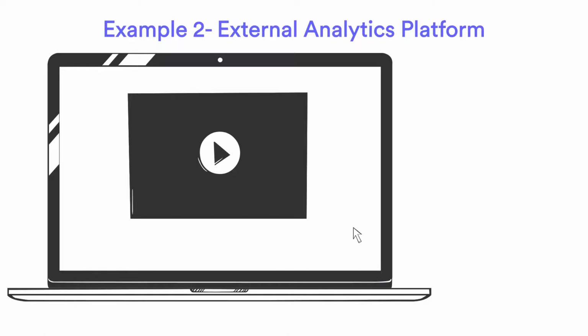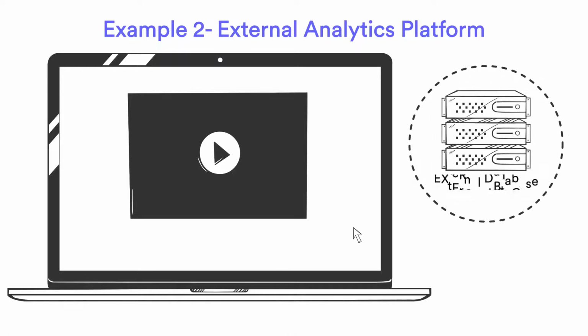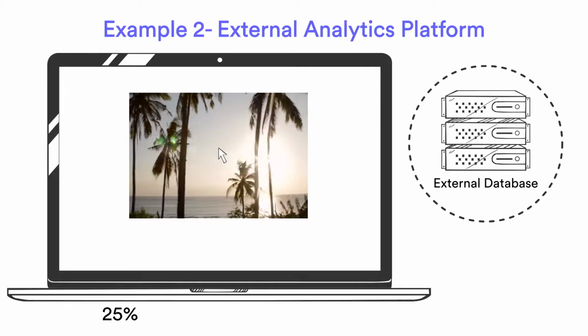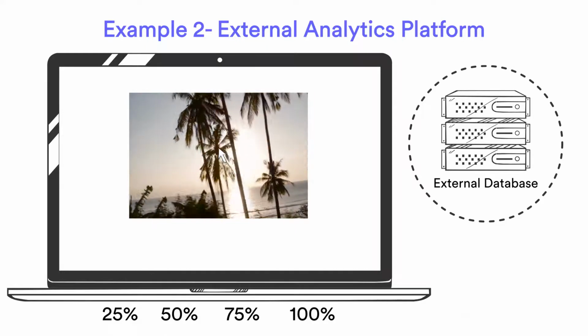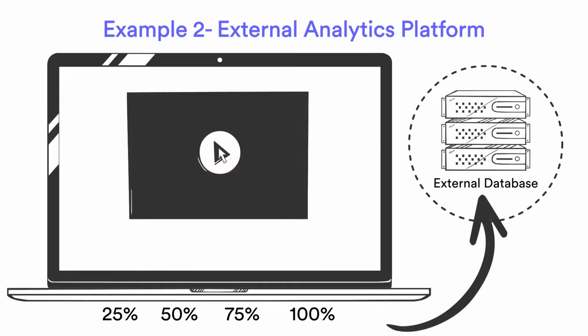Perhaps you wish to have your video view data added to an external analytics tool. By using progress events, you can extract the video engagement milestone data using predefined percentages. You can then send this data along with anything else that your tool is collecting about the viewer's behavior.